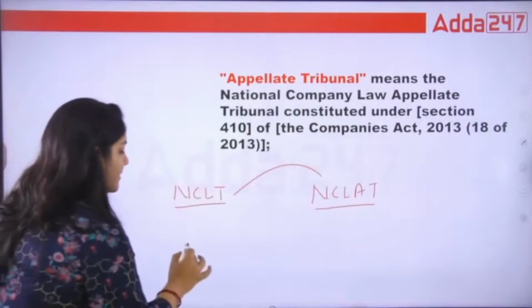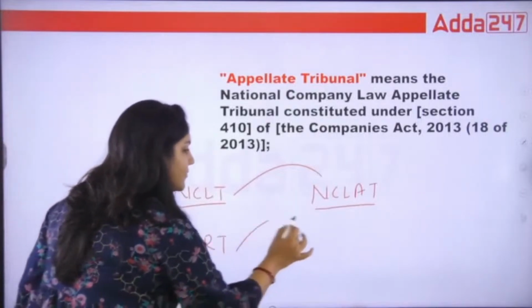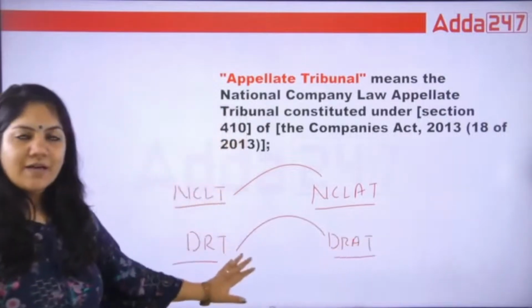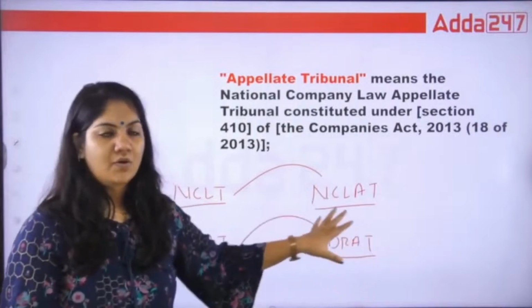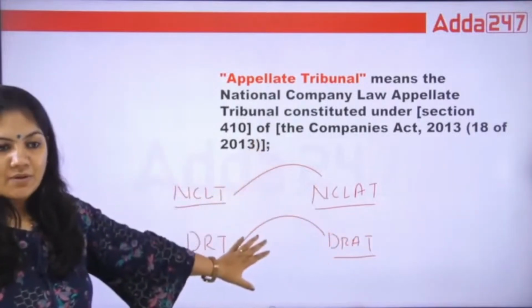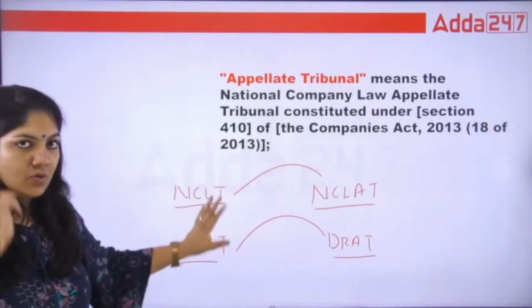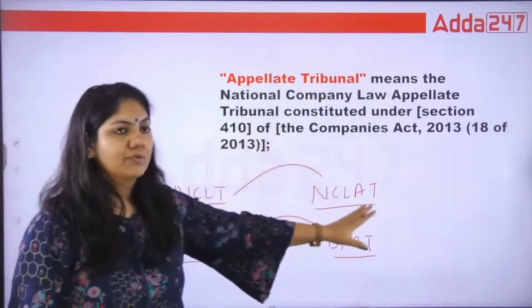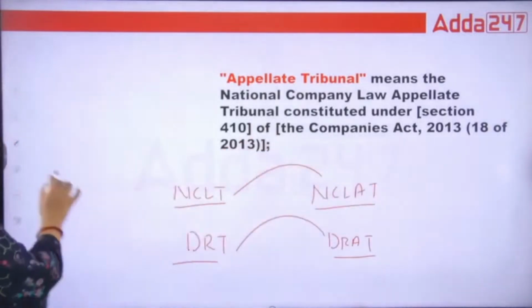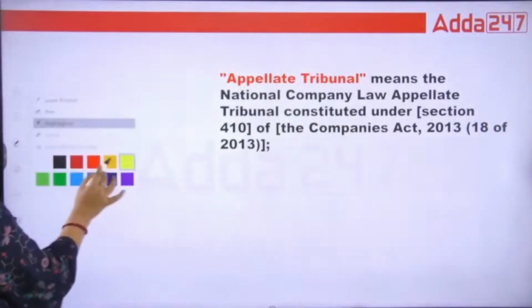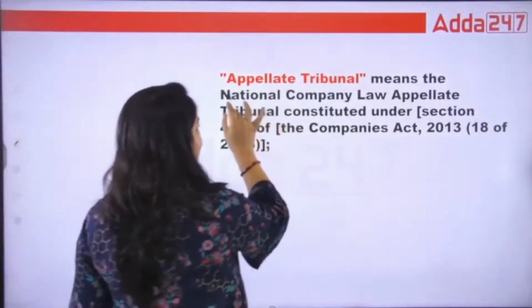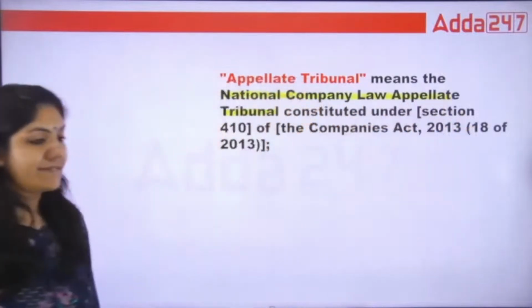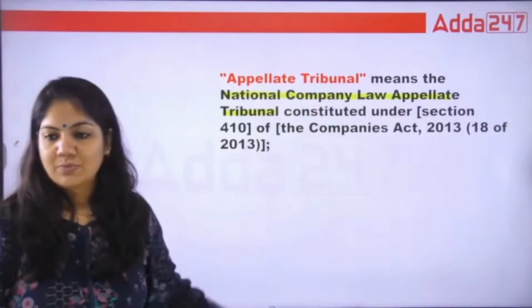Just like DRT is there, we have to file the case to the DRAT. So DRT to DRAT. This is the appellate tribunal, which is basically lower than this one. If we are not satisfied with this one, we can file an appeal to the appellate tribunal. So under the LLP Act, what is the appellate tribunal? National Company Law Appellate Tribunal. NCLAT is the appellate tribunal here.